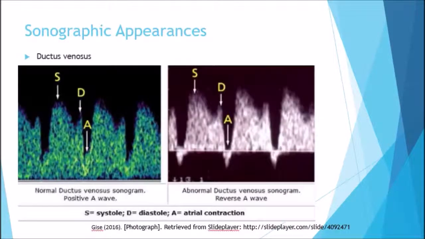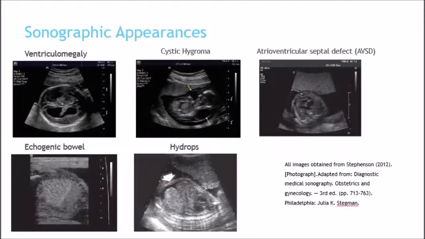These are spectral traces of the ductus venosus. Normally, the ductus venosus has forward phasic pulsatile flow, but with Down syndrome, there's reversal of flow during atrial contraction. Other sonographic appearances associated with Down syndrome include ventriculomegaly, cystic hygromas, atrioventricular septal defects, echogenic bowel, and hydrops.